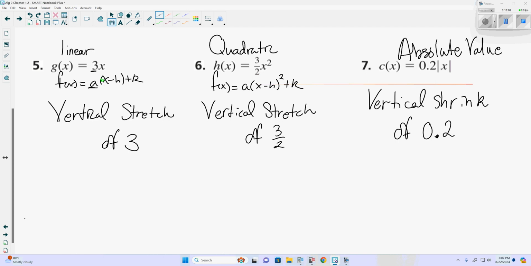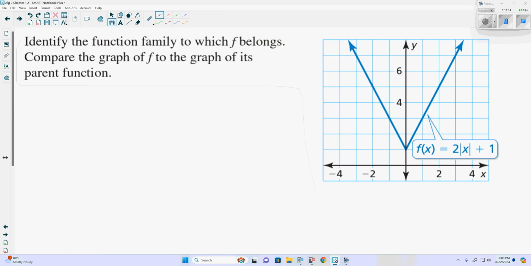Any questions on these 3 here? All right, guys. Let's focus in here. Now, the last few that we're going to do are these here. Now the transformations do not have to happen one at a time. We can have more than one transformation being applied to a function.